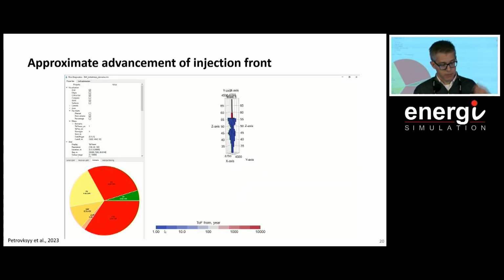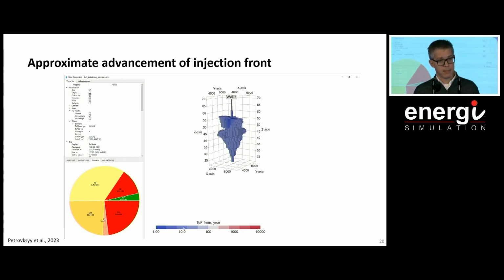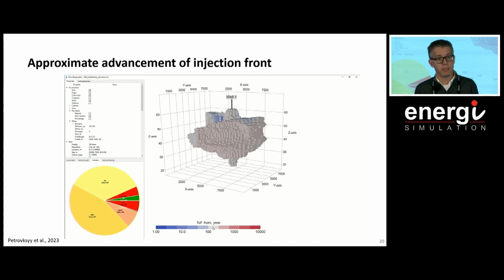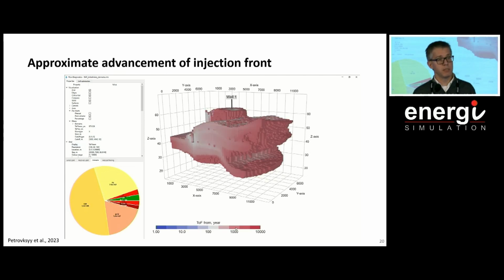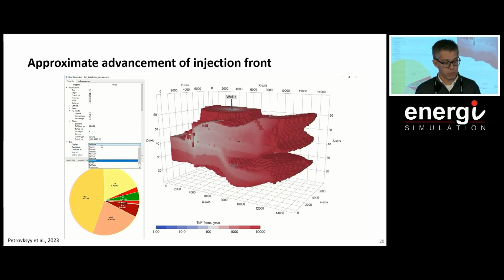And again, this is a little animation here. You have a CO2 injector well, and you see as time progresses where the CO2 or the injected fluid goes, and you have this pie chart that shows you as time progresses which facies is taking up which proportion of the fluid over time. Again, not to replace the real physics, it's just to have that very first quick look at what could happen in your reservoir.